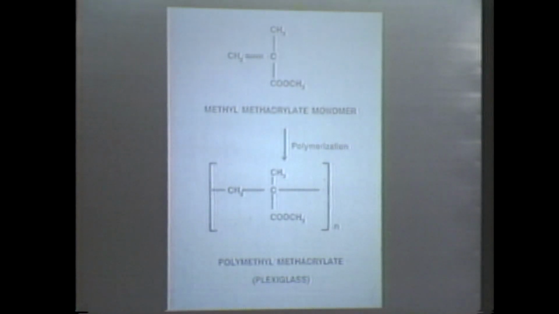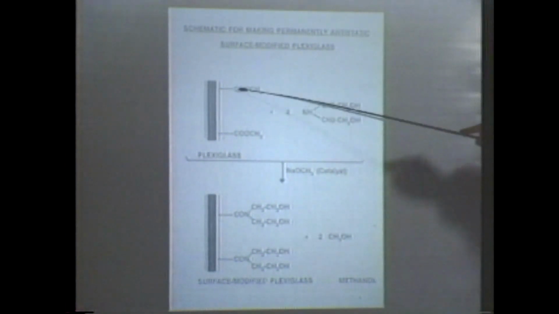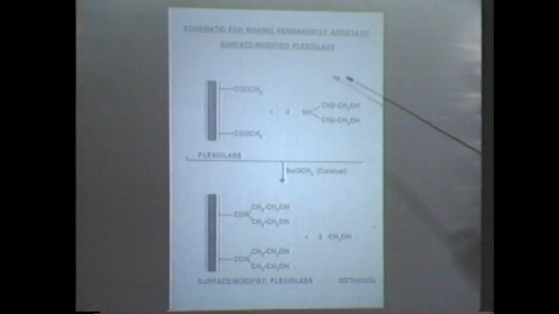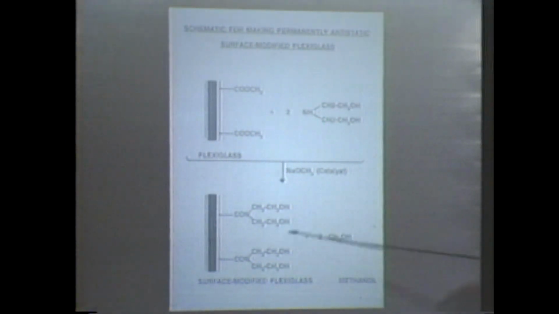The reaction that I concentrated upon consisted of reacting some of the methyl ester groups shown here on the plexiglass with diethanolamine. Once again, these methyl ester groups on the plexiglass surface are reacting with diethanolamine, resulting in a surface-modified plexiglass with the hydrophilic groups permanently bonded to the surface. You may notice that these hydrophilic groups resemble those that I showed you on the surface of the polyethylene film earlier.